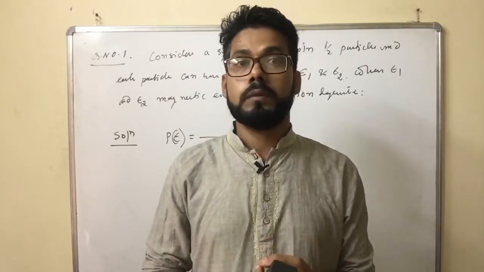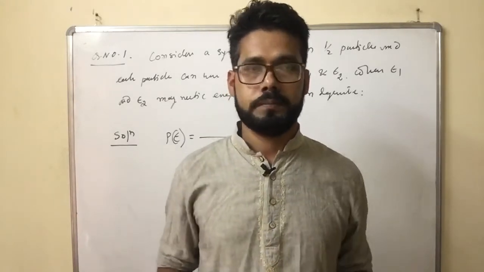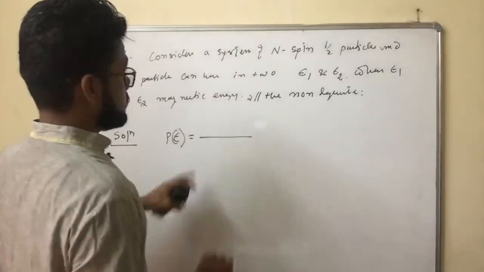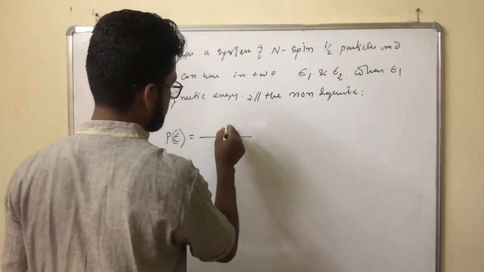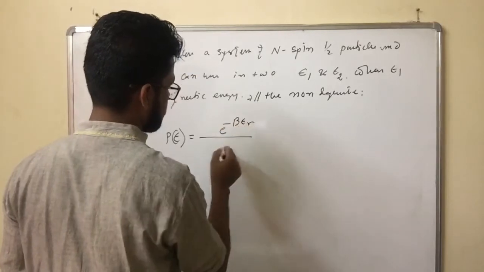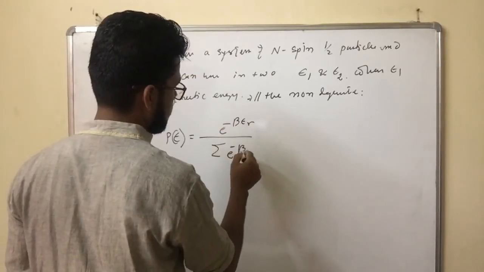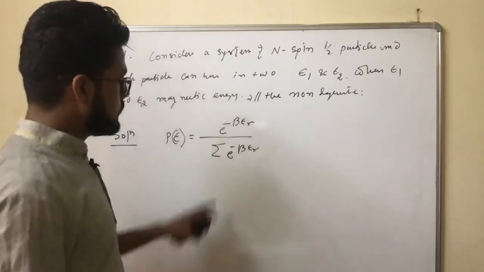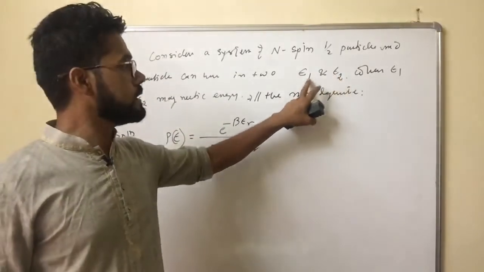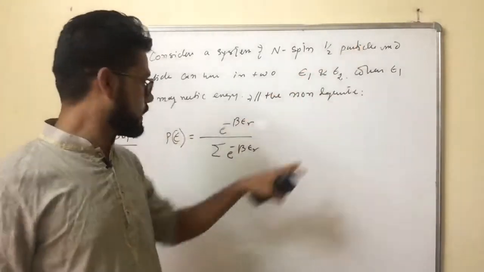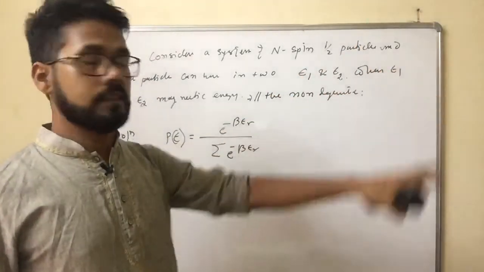In a one-dimensional problem, there is no degeneracy. Always remember. So in that case, I will write the formula: e to the power minus beta ER over the sum of e to the power minus beta ER. This sum means all possible states. Here, what is the possible state? Two energies, E1 and E2. If there are three energies, then it will go like this.